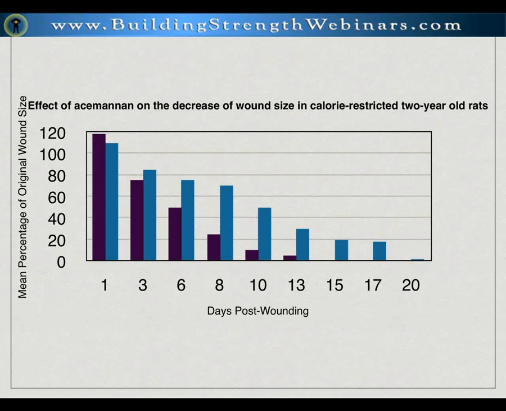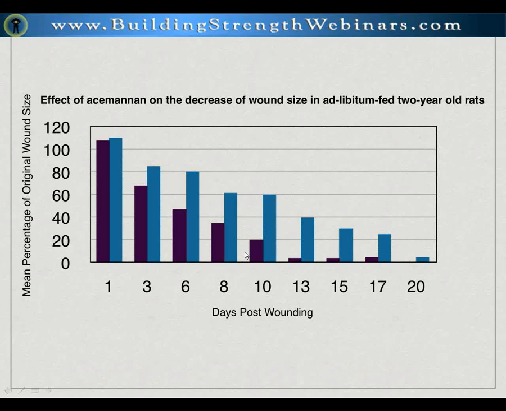Then here are rats that got to eat all they wanted. It took a little longer, but even they healed much, much faster. So acemannan took normal, healthy animals and caused their wounds to heal faster, and it was even more effective on fat old rats. So I guess if you're a fat old person, you ought to be sure to get some of this on your wound.